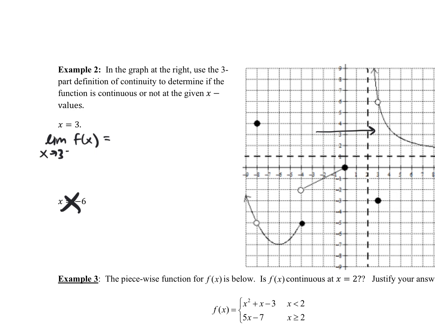Do we agree? 6. As I'm approaching from the left, it's kind of funky because there's that vertical asymptote there, right? But it is approaching, right? From the left, it is approaching 6. So your limit from the left is 6. Then the limit from the right is going to be what? Also 6.